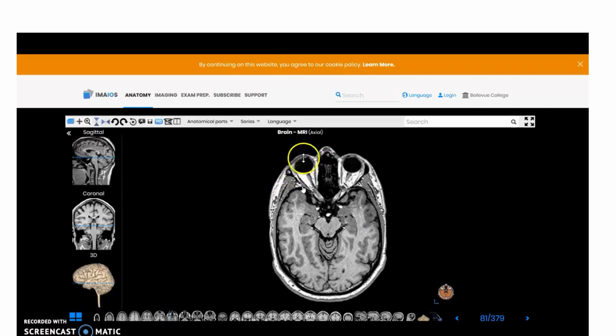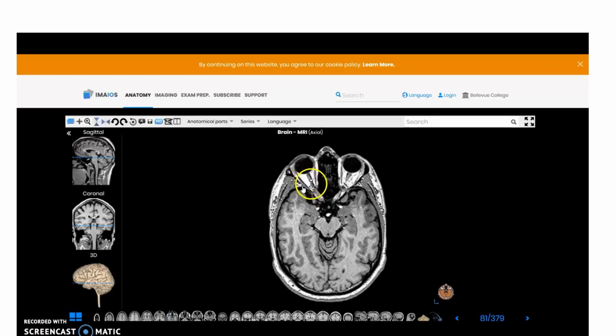We know that because the fluid in the globe of the eye is dark, and the fluid in the aqueduct of Sylvius is dark, so that's fluid is dark on a T1 weighted image. We also have a little bit of fluid on the very top point of this cursor that I have, a little bit of fluid around the meninges. Remember that there is CSF fluid around the meninges, and that meninges surrounds this optic nerve. So you've got a little bit of dark fluid around there.